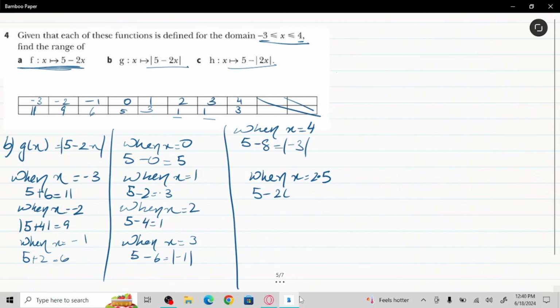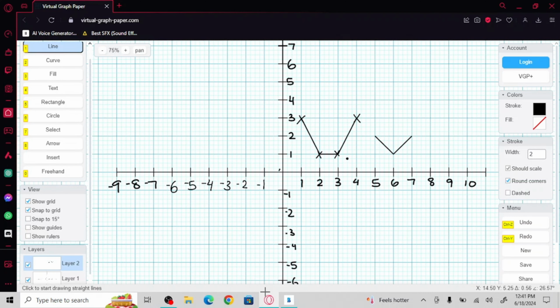5 minus 2 multiplied by 2.5 in a modulus. Okay, so what happens is we say 5 minus 2.5, what's 2.5 multiplied by 2? It's 5. So 5 minus 5 in a modulus is equal to 0. And that's the thing. So we have another point in between, which means we have something at 2.5, which is 0, which is needed to complete this graph.